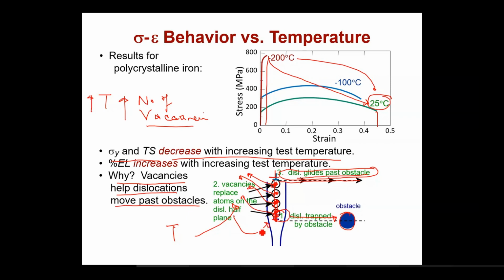Thereby, it can be said that the temperature basically facilitated the dislocation motion, and when the dislocation motion becomes easier, plastic deformation becomes easier, so you will see a higher deformation at a higher temperature.